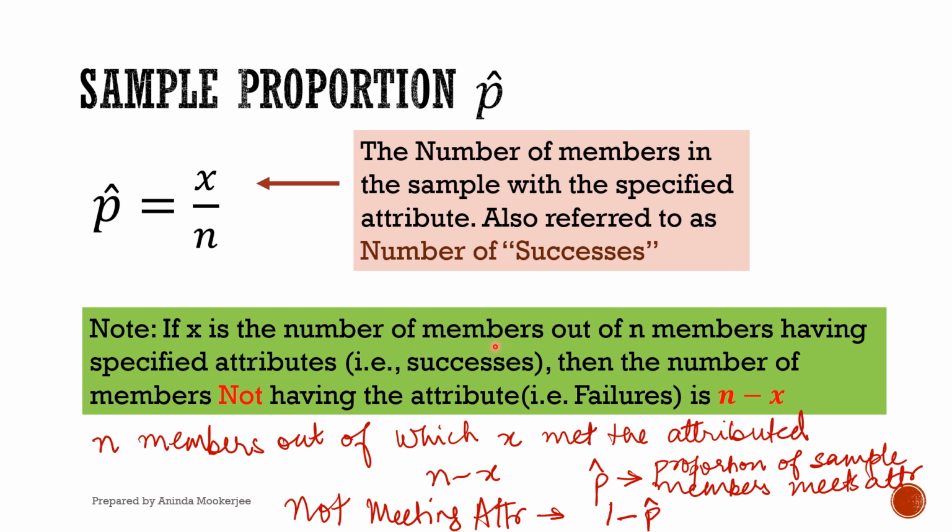or the proportion of people that did not meet the particular attribute. If you know x and you know n, you can find the proportion of members that meets the attribute, and then from there you can calculate the proportion of members not meeting the attribute by just doing 1 minus p hat. All right, that will give you the proportion not meeting the attribute. However, if the question says how many members did not meet the attribute, then you have to do n minus x.